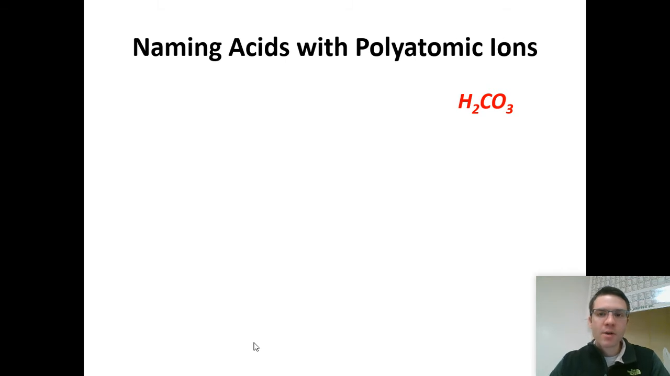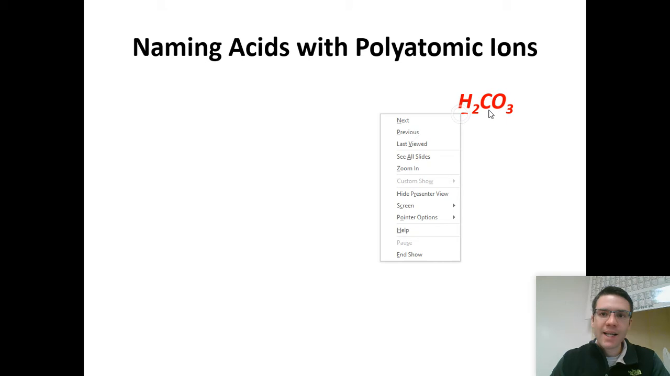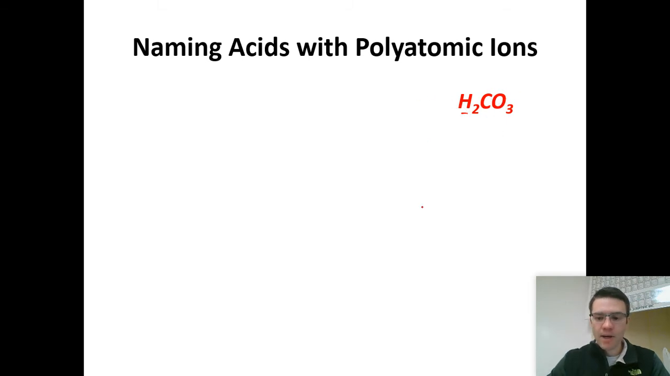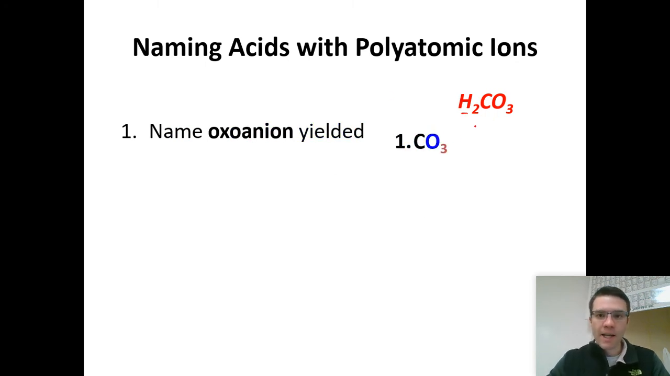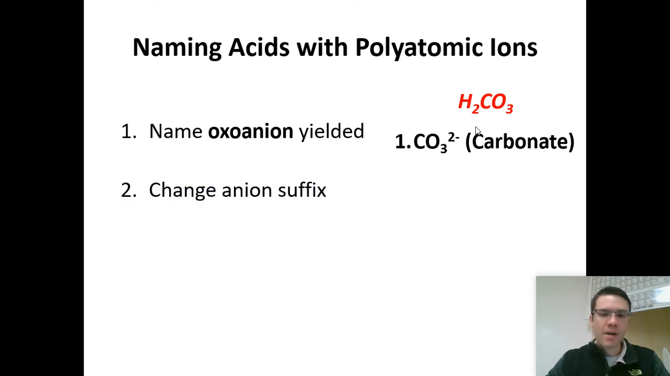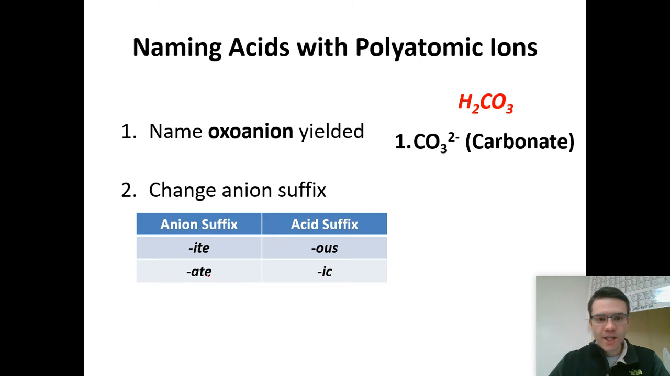If you have an acid with a polyatomic ion, so those would be compounds with a hydrogen attached to a polyatomic ion, in this case attached to carbonate, this is how you name it. Name your oxo ion, that's your polyatomic ion. So in this case, we're carbonate. And then you take the ending of your carbonate ion. If it ends in ate, you change it to ic.